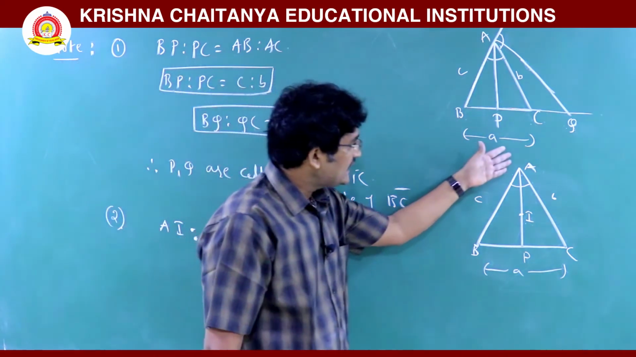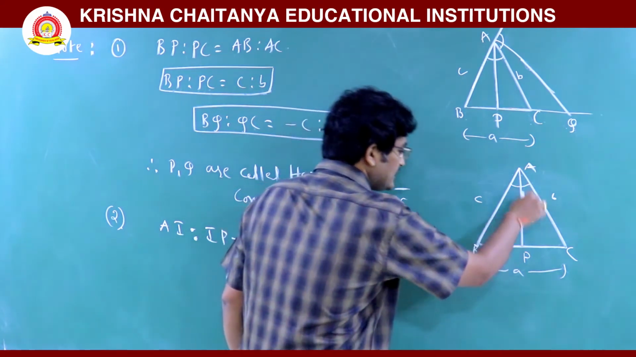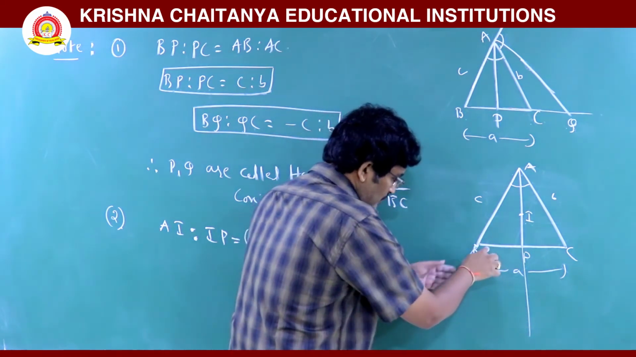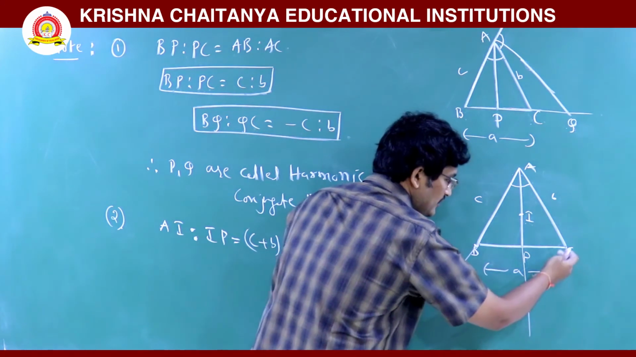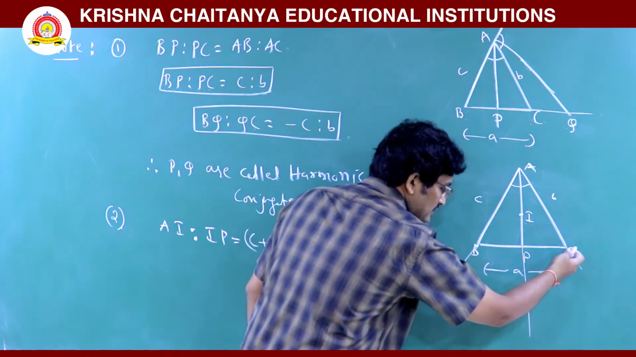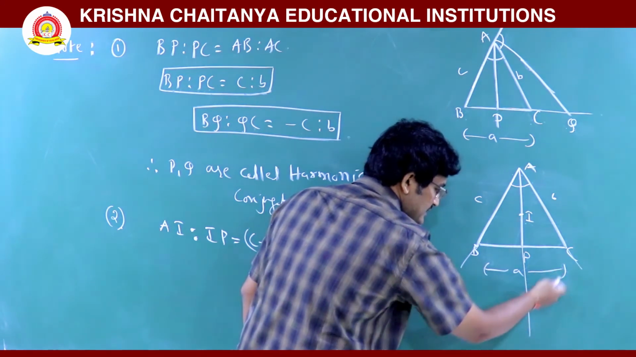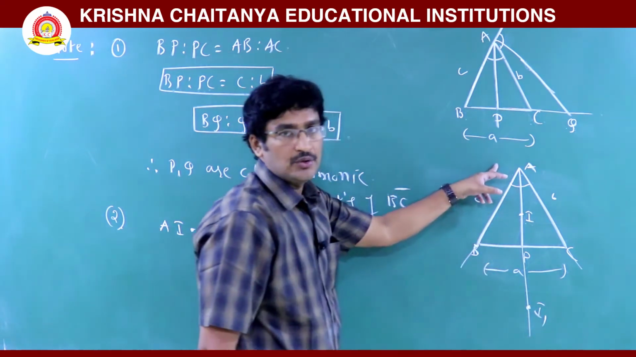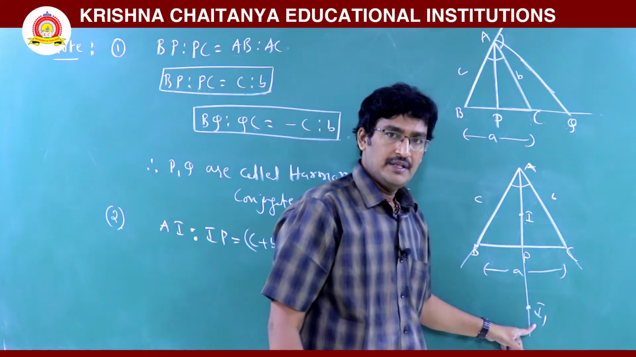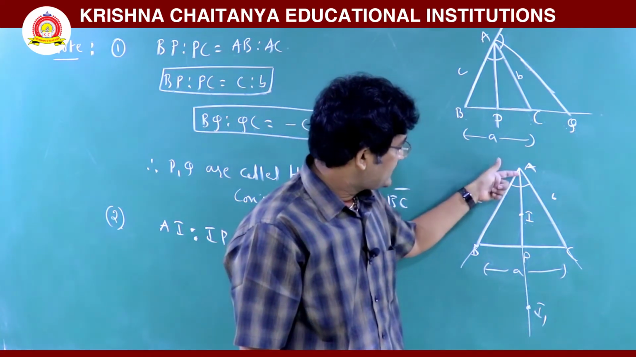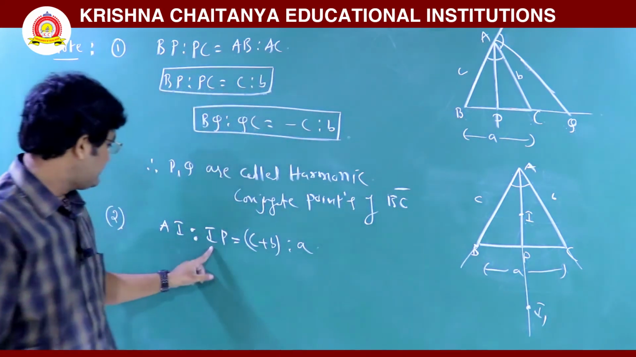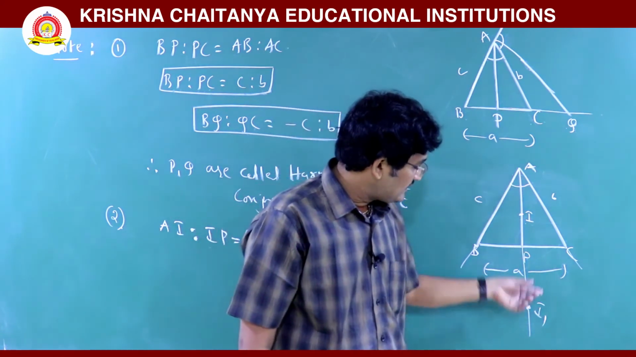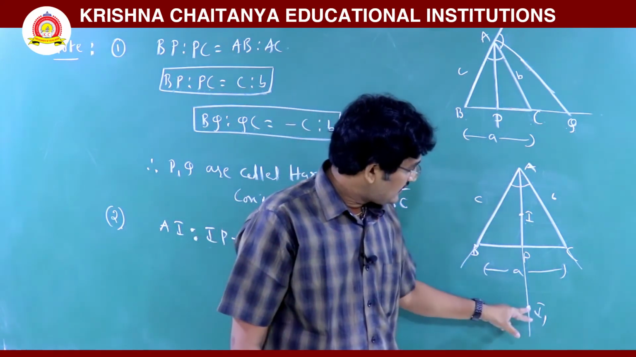Now it is the internal angular bisector of A, so I have to extend this line like this. We have to draw one external angular bisector here, and one more external angular bisector of C. This external angular bisector, this external angular bisector, and this internal angular bisector meet at some point. That point is called the excenter opposite to A. That one is denoted by I1. If I divides AP bar in the ratio c plus b is to a, then I1 is located on the same line.